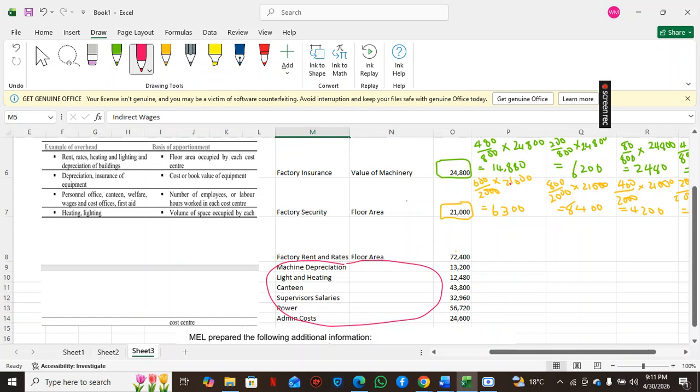In the exam, yes. Or let's just do factory rent and rates and machine depreciation. Then, I think by that time everyone would have fully grasped what's going on here.